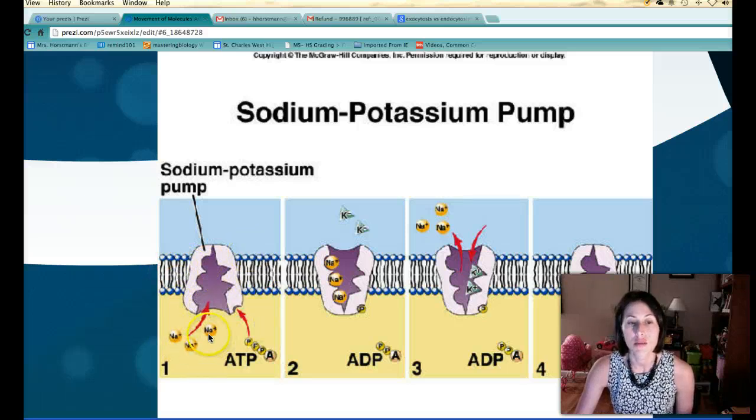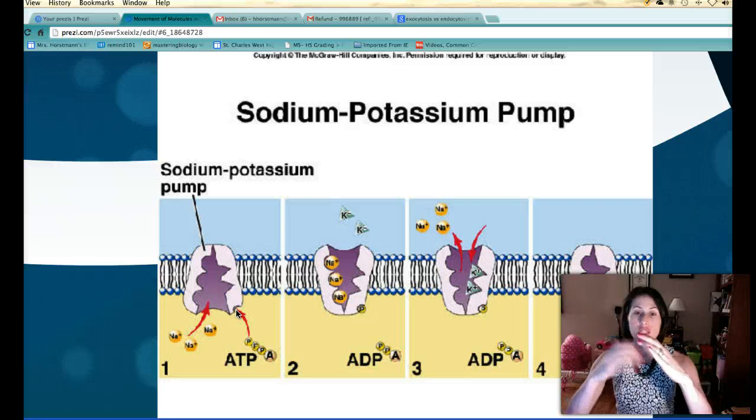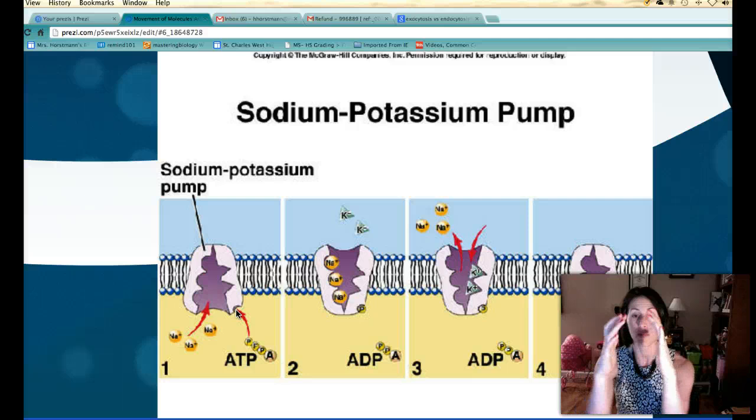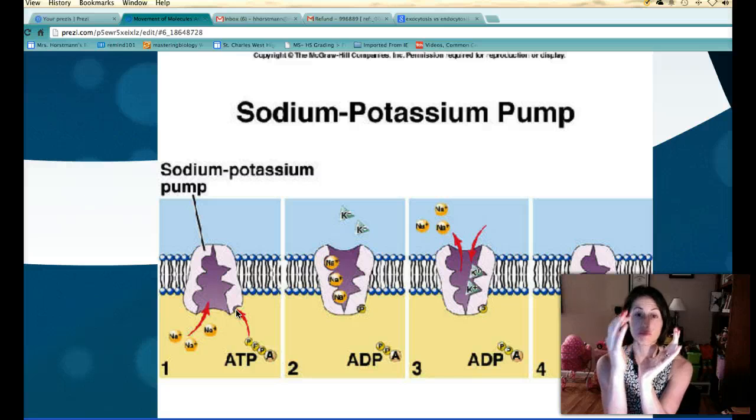So 3 sodium molecules are going to come in and bind to this protein, okay? Then an ATP, here's our little ATP molecule, is going to come along and bind to that protein. Okay, so here's our protein, it's open on the inside. Once those sodium molecules and the ATP bind to it, it's going to cause that protein to change shape. So it's going to actually open up like this so that it's exposed to the outside of the cell. So those sodiums are going to leave that protein, and now it's open and available for the potassium ions.